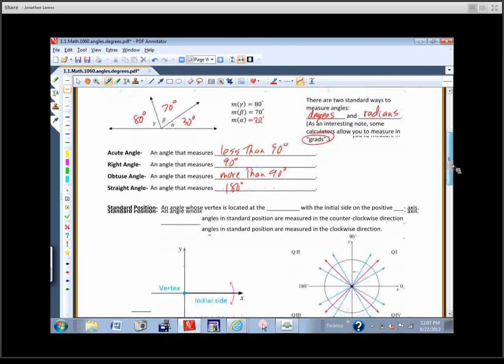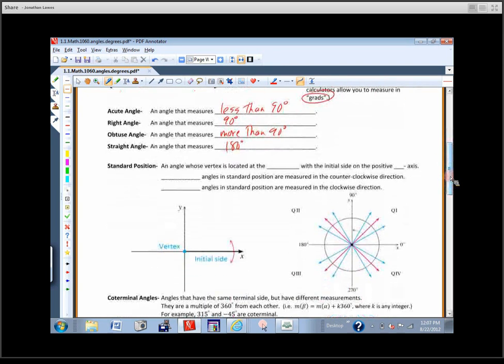Okay, now let's talk about something called standard position. Here's standard position of an angle. It's an angle whose vertex is located at the origin with the initial side, so the starting side, on the positive side of the x-axis. So here's the initial side. We've started with that right here. And I'm going to draw the terminal side. So let's say the terminal side ends right here. So this is the initial side. This is the terminal side. And this would be the angle right here.